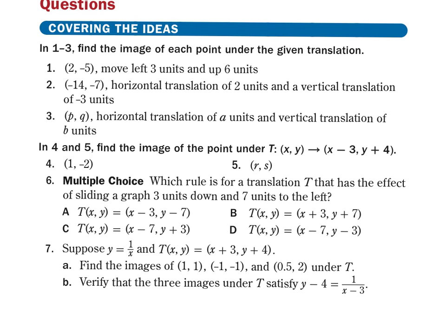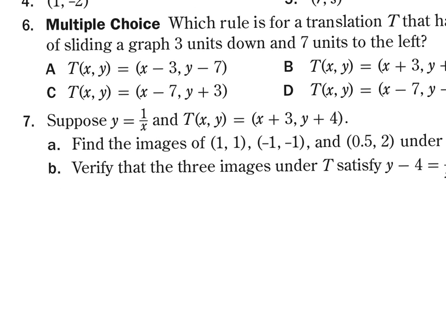So in the text, question number 7. Suppose that y is 1 over x, y equals 1 over x. So this is called, of course, your inverse relationship. And the translation just shifts to the right 3 and up 4. So find the image of these, and these.